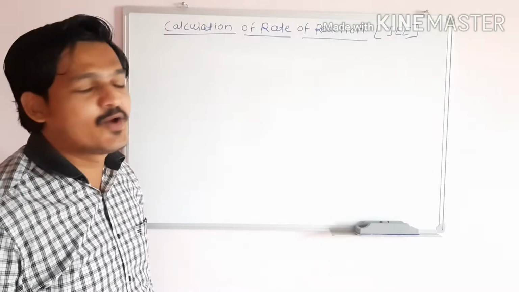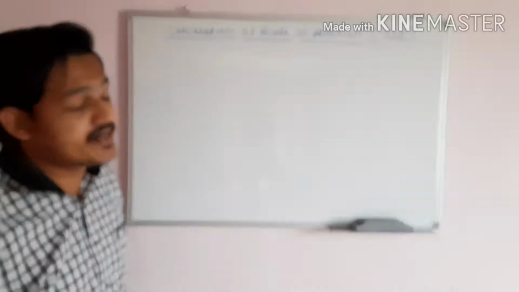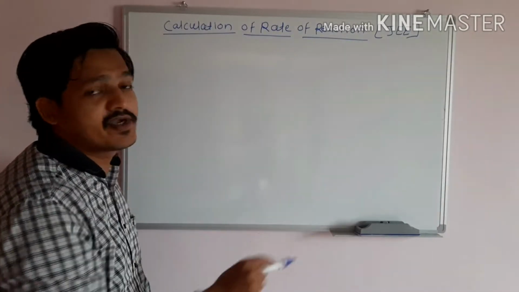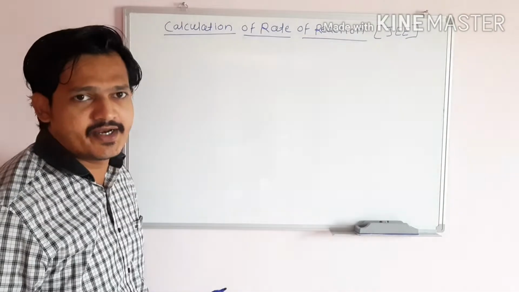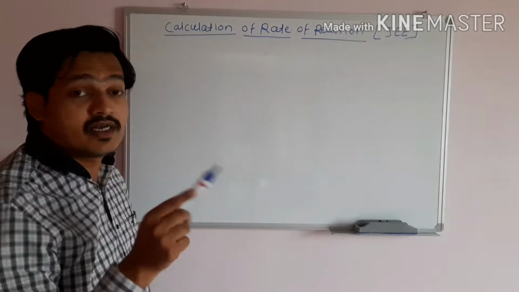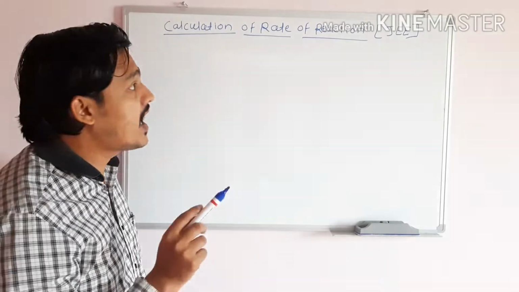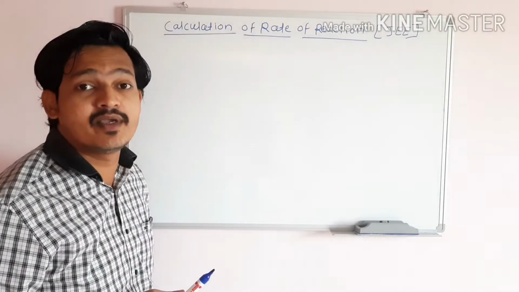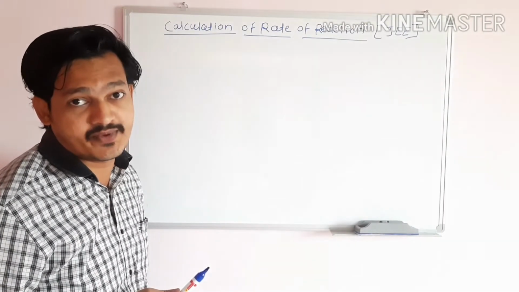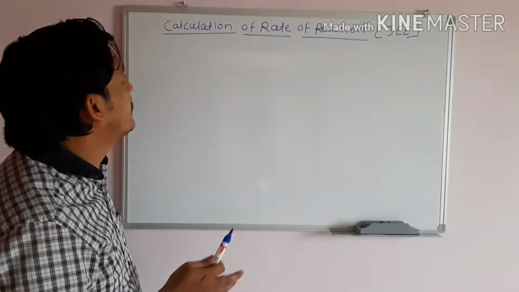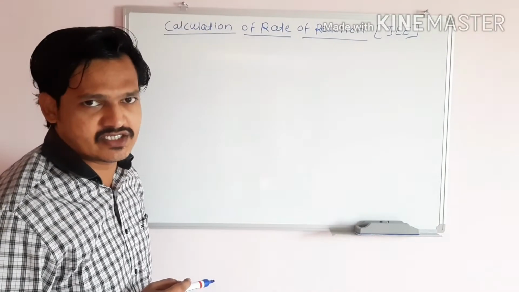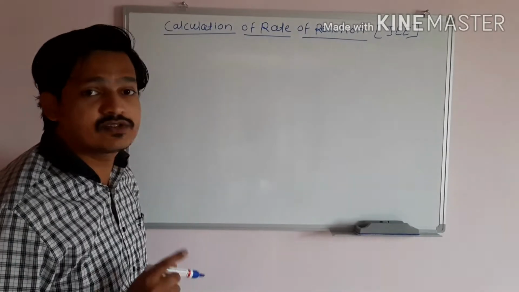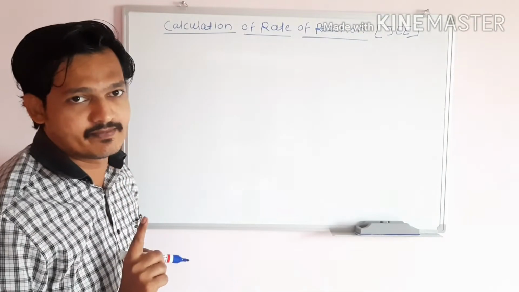Hello students, now we are going to start our new point, that is calculation of rate of chemical reaction. It is JE based point. In the last lecture we studied how to express rate of chemical reaction and average rate of reaction. In this lecture we have to calculate the rate of chemical reaction. It is JE based point, so listen to it carefully.